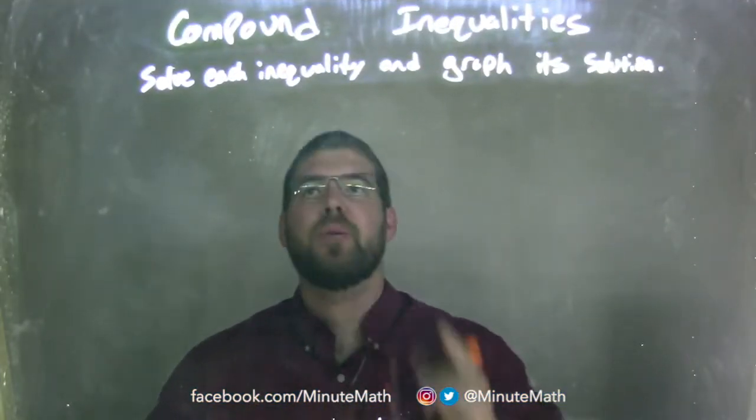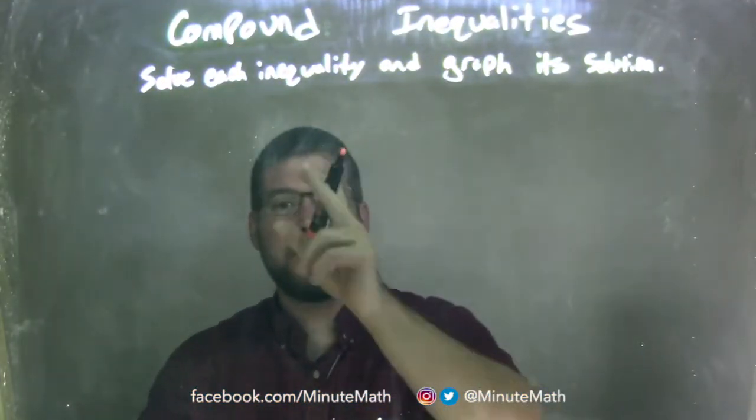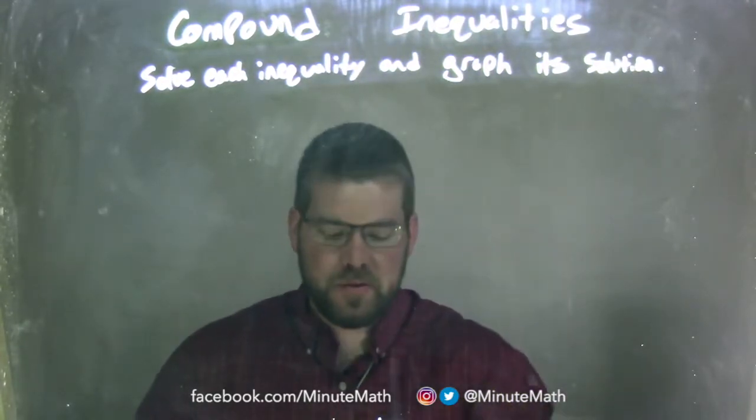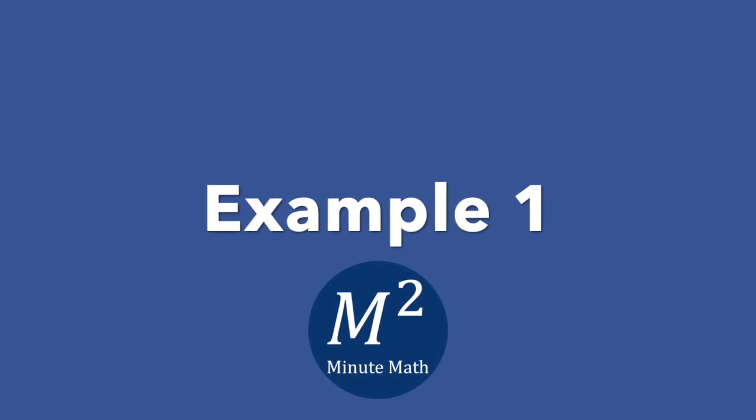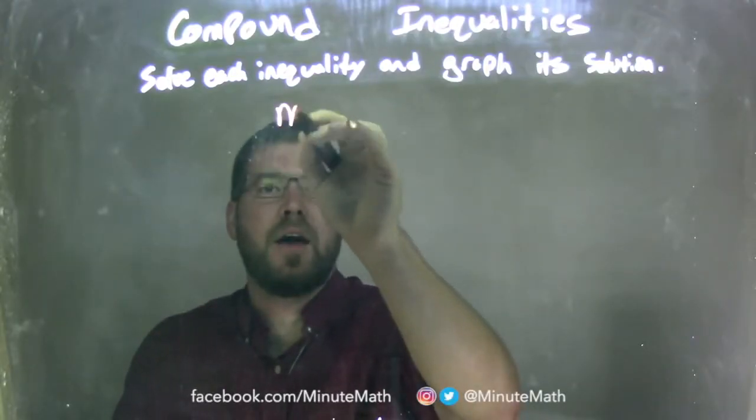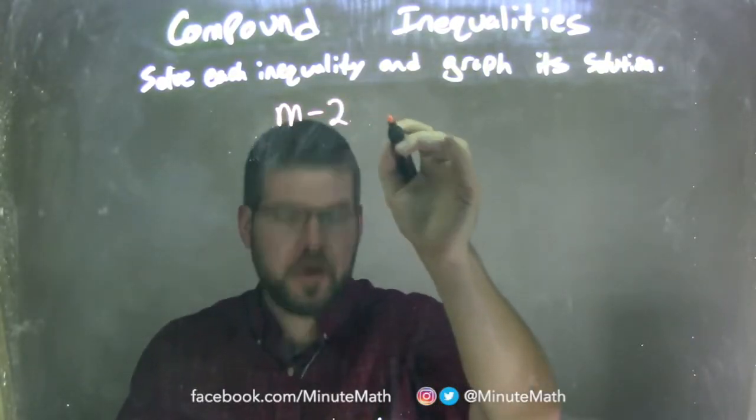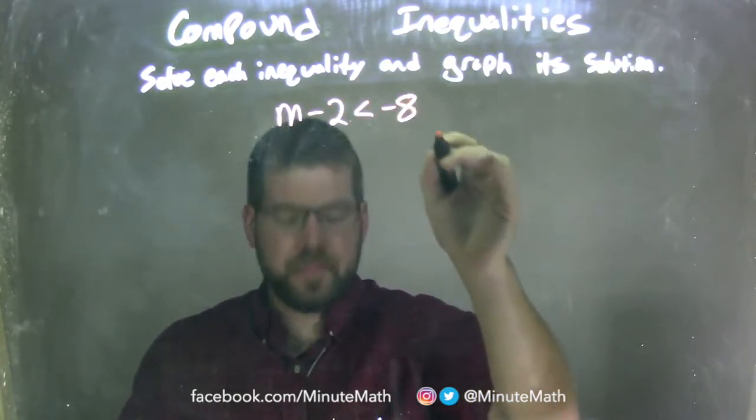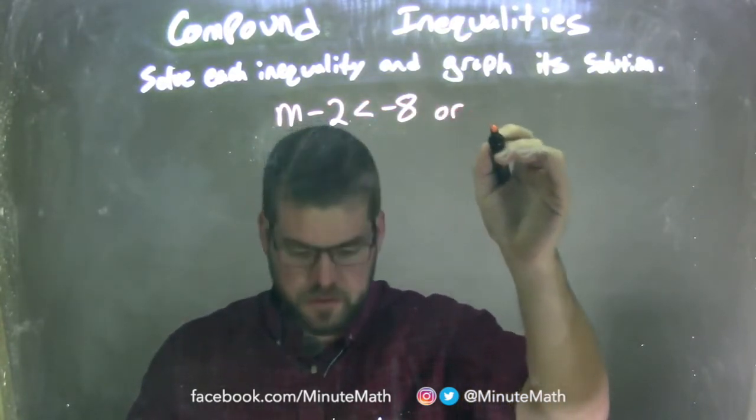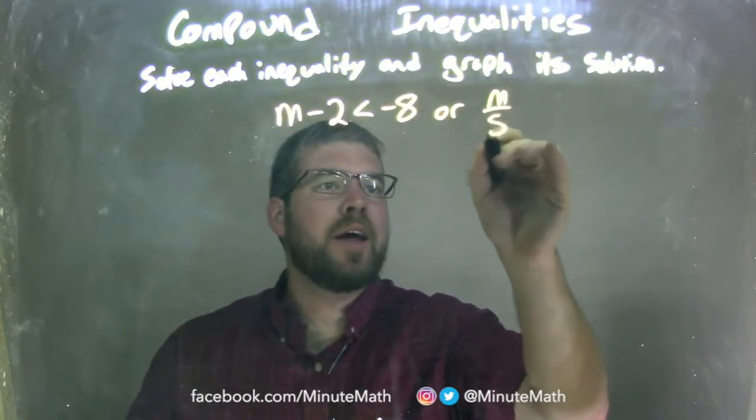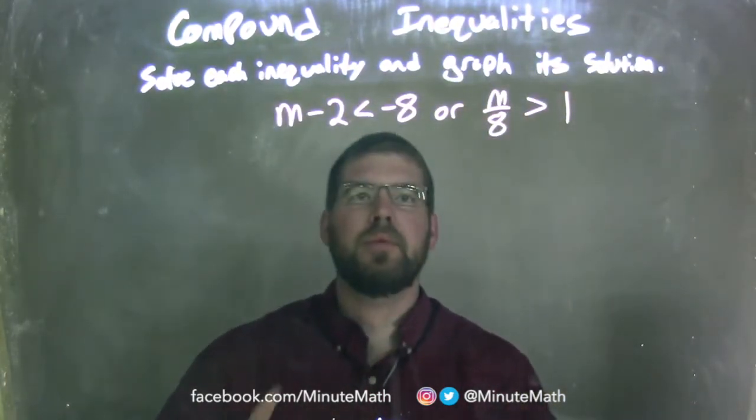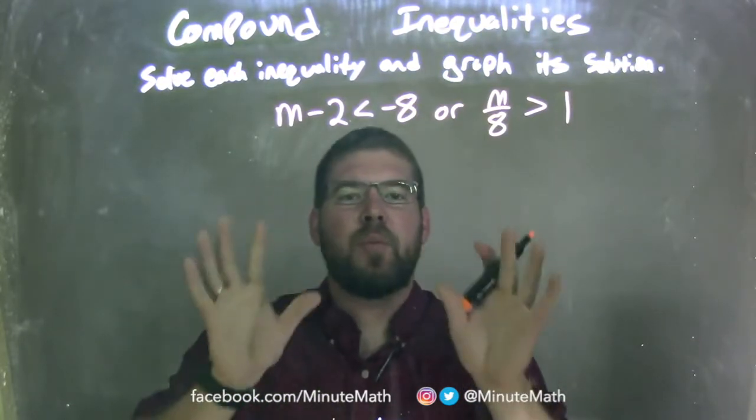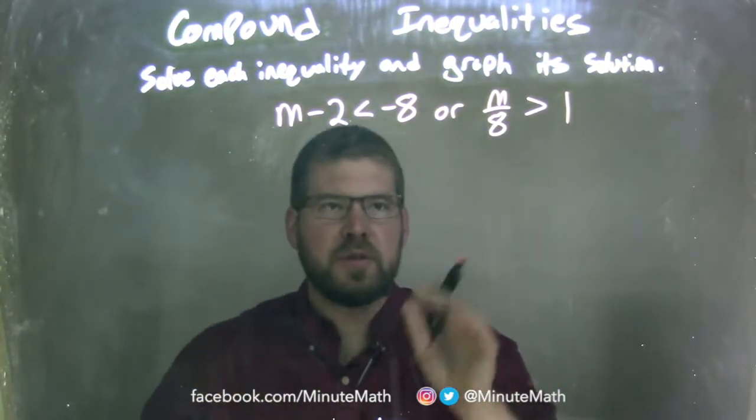And today we're going to learn about compound inequalities, and we're going to solve each inequality and graph its solution. So if I was given this inequality, m minus 2 is less than negative 8, or m over 8 is greater than 1. Okay? So when I see that or, I have two separate inequalities I need to solve individually. So let's go do that.